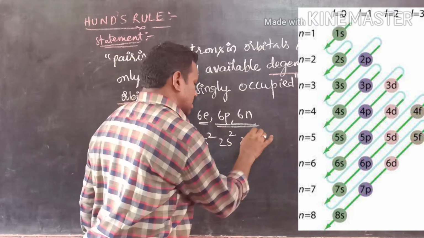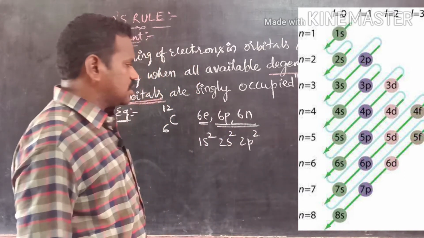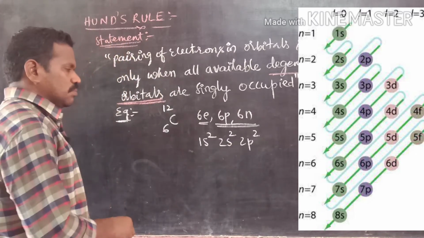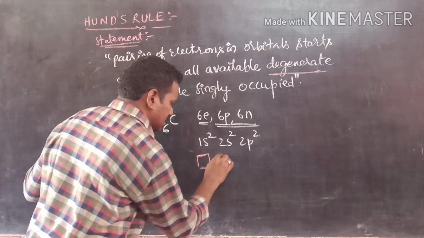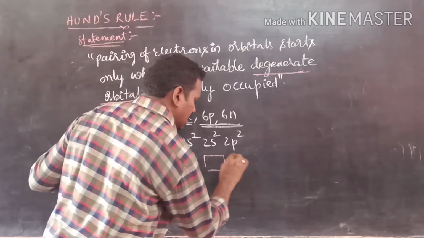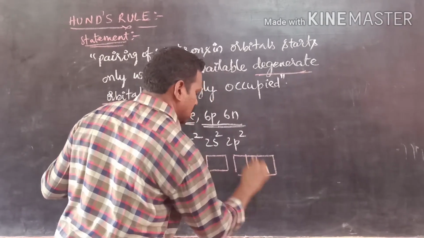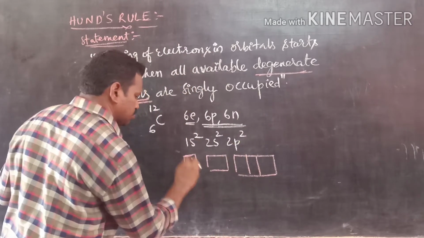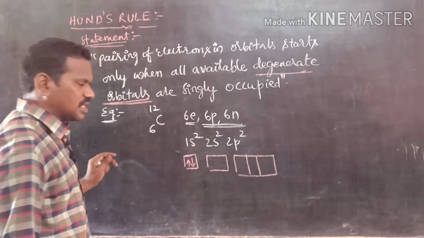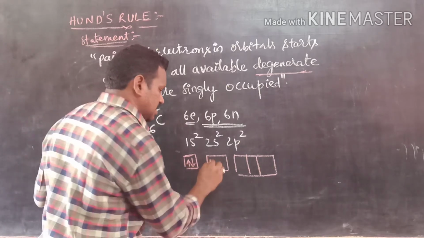We have only 2 electrons left, so the 2 electrons enter into the 2p. Now, by giving a block representation, we can explain it like this. As per the Bohr-Bury model, we can draw it like this. In the case of 2s2, 2 electrons are there. As per the spin quantum number, one is clockwise and the other is anti-clockwise.